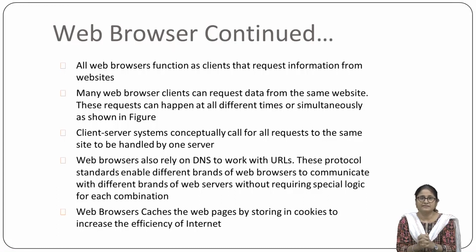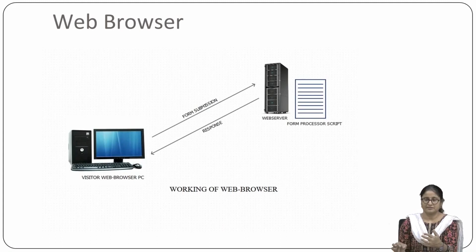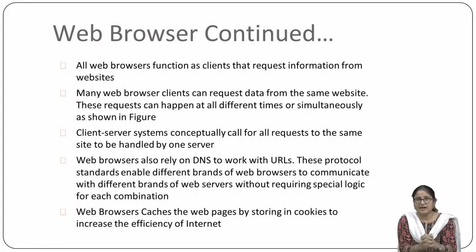Many web browser clients can request data from the same website, and these requests can happen at different times or simultaneously, as shown in the figure. So this is how the web browser works. The client-server system conceptually has all the requests to the same site handled by one server, and the web browser relies on DNS, and this DNS has to work with the URL.